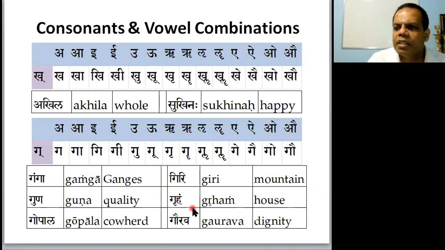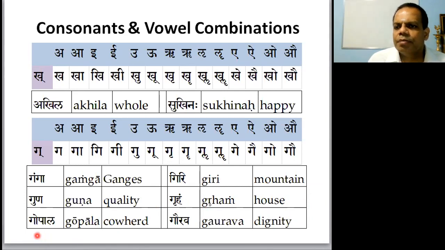The next word is griham. Grih, and an anuswara, which is the dot at the top. So griham. Griham means, I think all of you know, house, home, and so on.